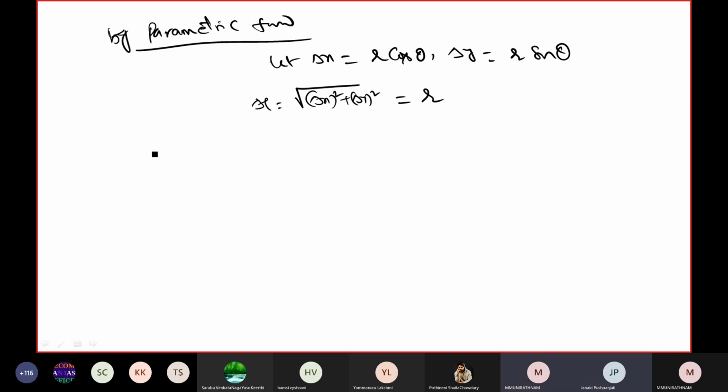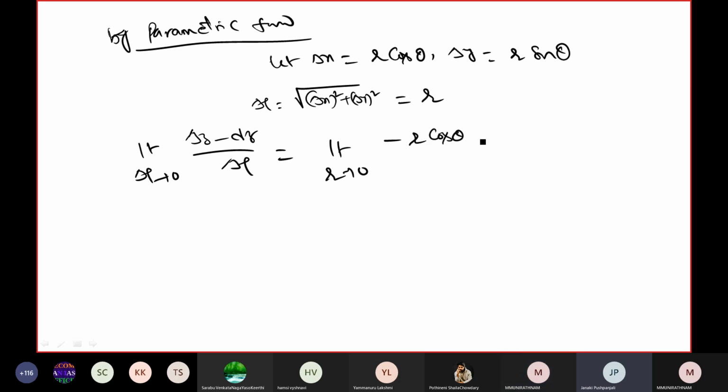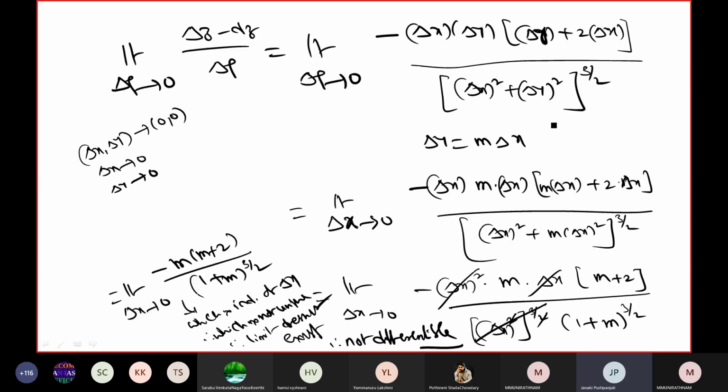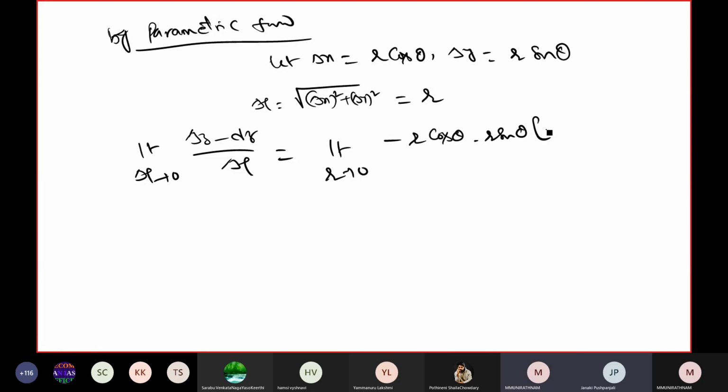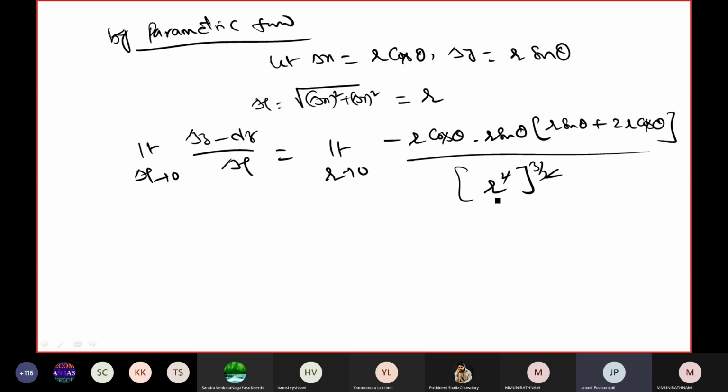Okay na? So limit delta rho tends to 0, delta z minus dz by delta rho equal to limit r tends to 0, minus delta x, that is r cos theta, r cos theta, r sin theta, delta y plus 2 delta x, delta y, that is r sin theta, 2 r cos theta, by delta x whole square plus delta y whole square is r square, whole power 3/2. This is r square cos theta sin theta.